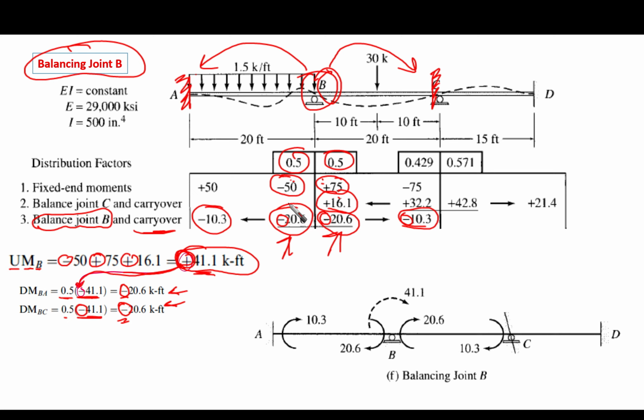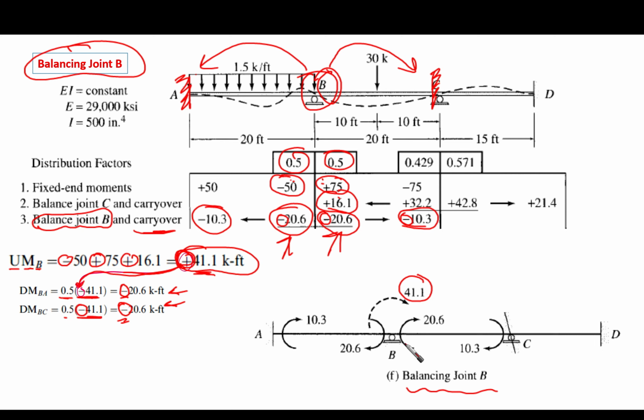Okay, so this is the unbalanced moment here. This is the iteration for you, balancing the joint B. This is the unbalanced moment, which is 41.1. It is on the joint. Take care, this is on the joint. So this is why it is clockwise. Clockwise means that it is negative. Actually, it is positive. This is for the beam ends. But here, this is on the joint.